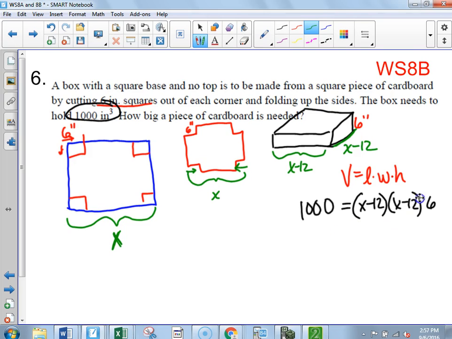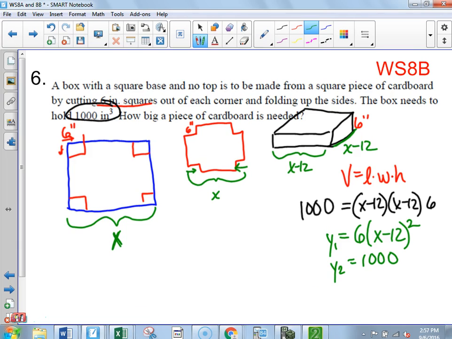Maybe? We have over here a 6 and an x minus 12. You don't have to do it by graphing. You can do it algebraically. This is squared. I'm going to just type it like that. Does that seem okay? And I'm going to put that in y1. And in y2, I'm going to put 1,000. And I'm going to see where they intersect.